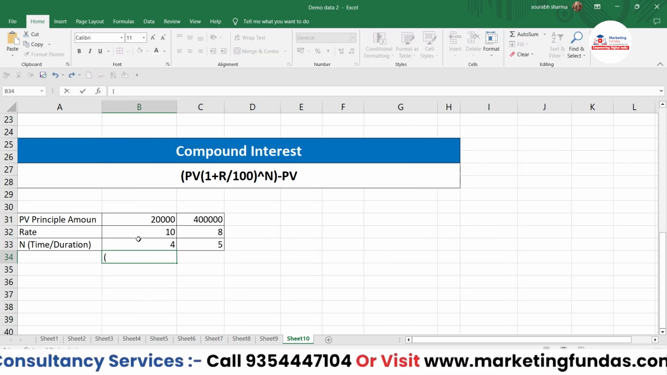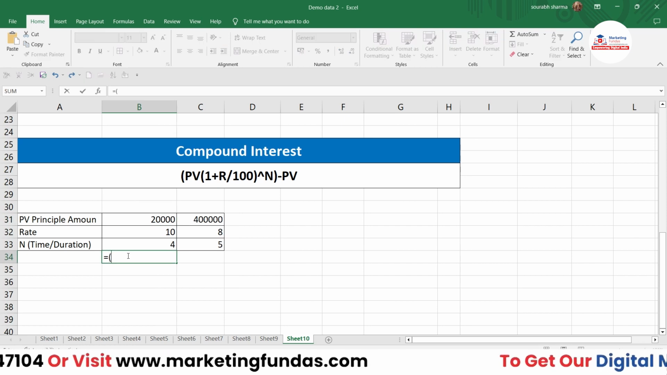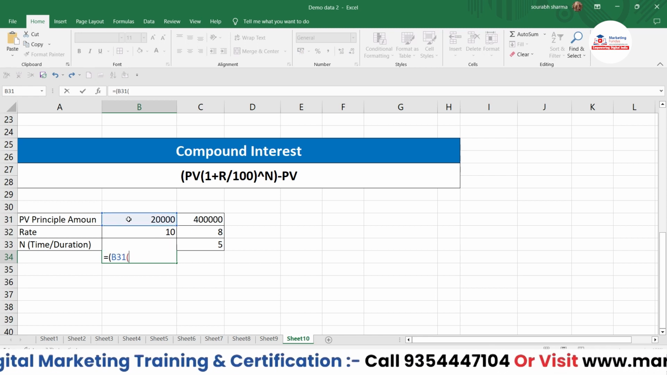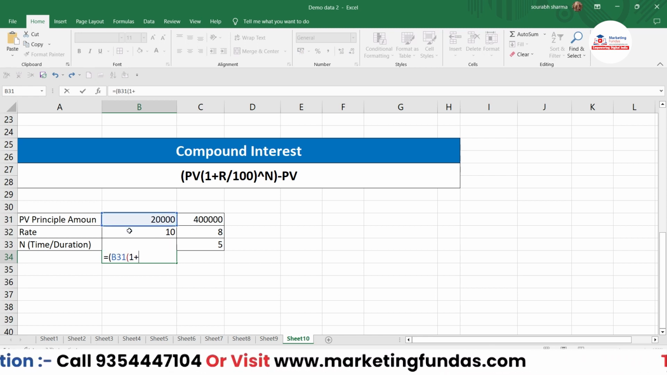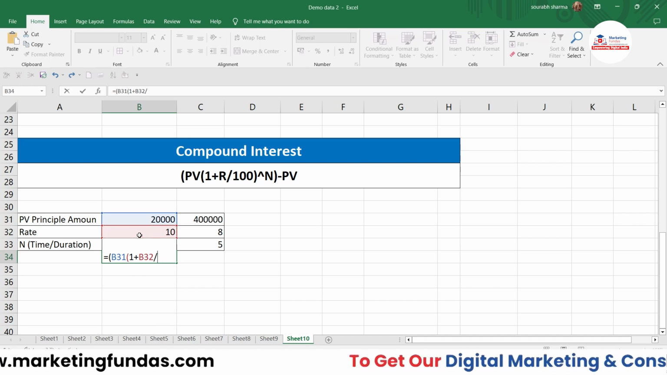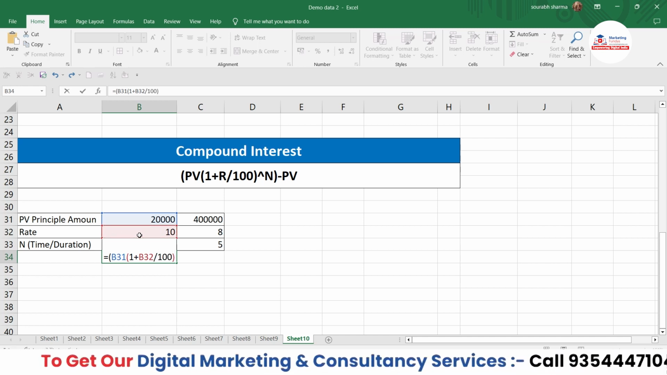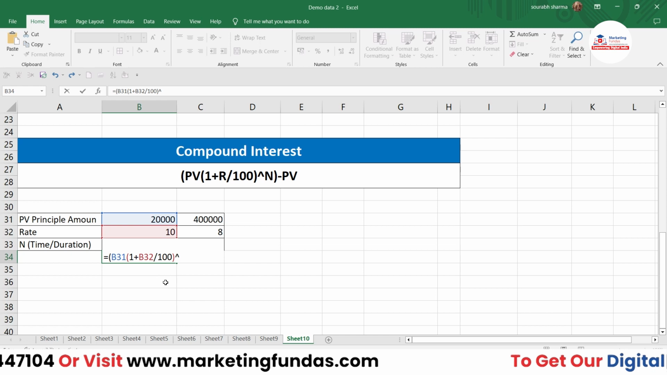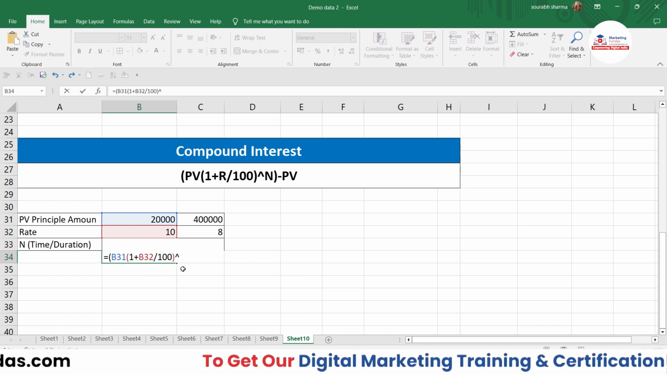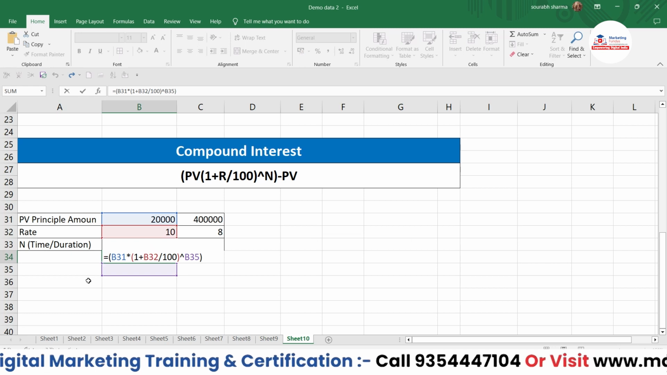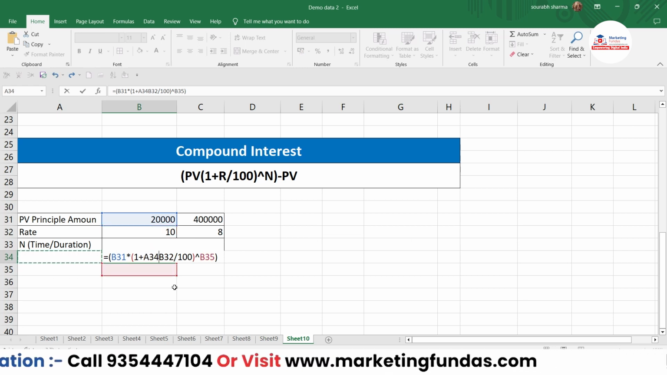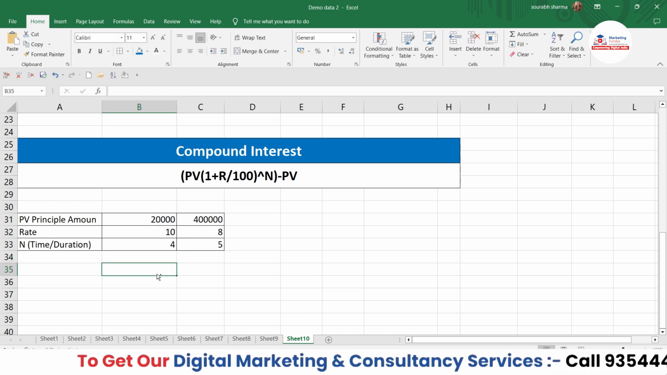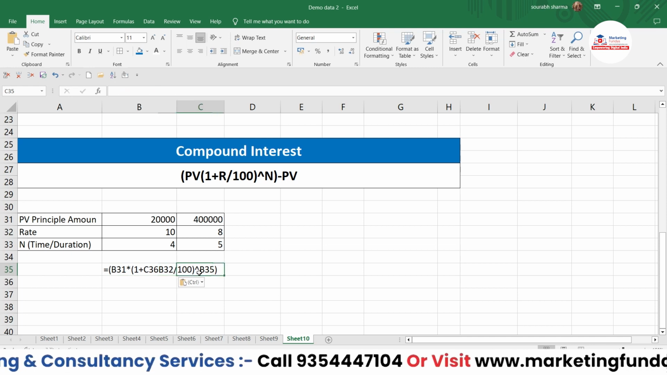So bracket open, select the principal amount, is equals to bracket open, select the principal amount, again bracket open, 1 plus rate of interest, then divided by 100, then bracket close, apply power. To apply power, you just have to press shift plus 6 numeric key, right? Then here, I'm not able to see this number. No issue. Let me just do one thing, control X, and I'm pressing control V so that I can see the number, right?